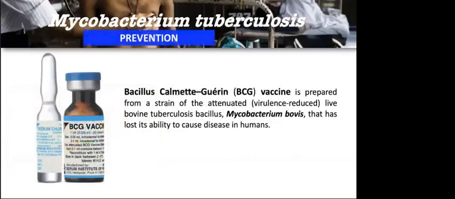So for prevention, for preventive measures, we have the Bacillus of Calmette and Guerin. The patient is not yet infected. Usually, this vaccine is given during the first few hours of birth. So it is a vaccine for babies. It includes a strain of the attenuated live bovine tuberculosis bacillus called Mycobacterium bovis, which is so closely related to Mycobacterium tuberculosis.